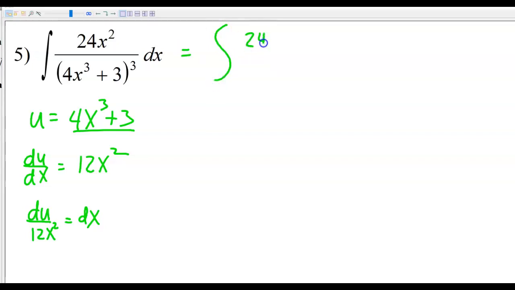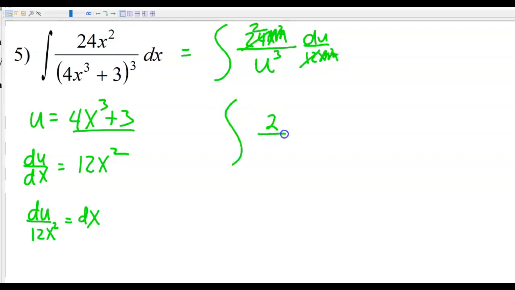We're going to leave the top the same. We're going to replace 4x cubed plus 3 with u. And we're going to replace dx with what dx is equal to, which is du over 12x squared. And then we simplify. So 12 divides into 24 twice. And then this x squared and this x squared cancel. And so now I'm left with a much simpler looking expression, which is the whole purpose of u substitution.